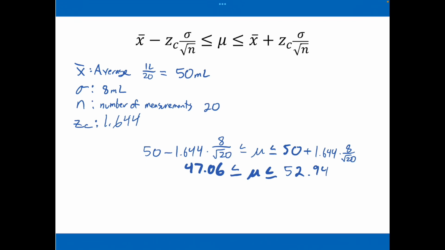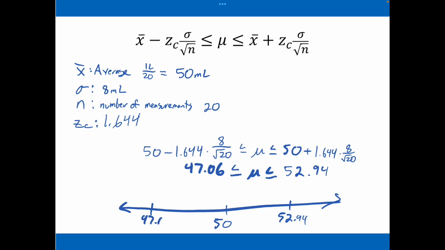So what does that mean for our eggs? What's our final conclusion? Remember that our average value was 50 milliliters, which I'll put here in the middle of our number line. And what this confidence interval says is that there's a 90% chance that the actual average, if we were to do an infinite number of eggs, falls within this range. So there's a real average, and I'm 90% confident that I captured it between the values of 47.06 and 52.94. So if somebody were to ask me, what's the average volume of an egg that your chickens lay? I could say with 90% confidence that it's between about 47 and 53 milliliters.